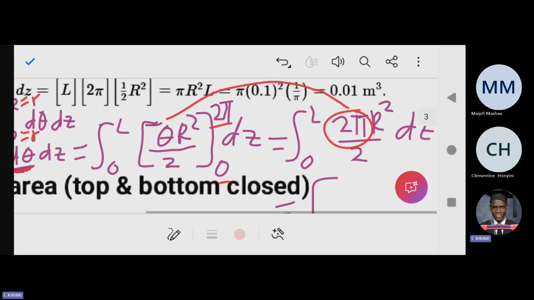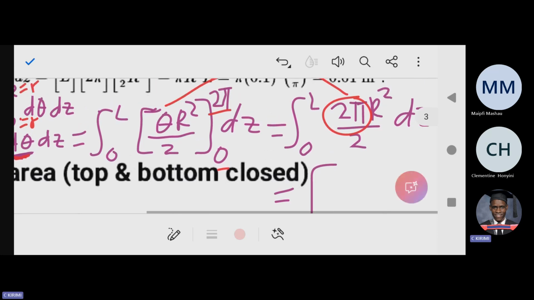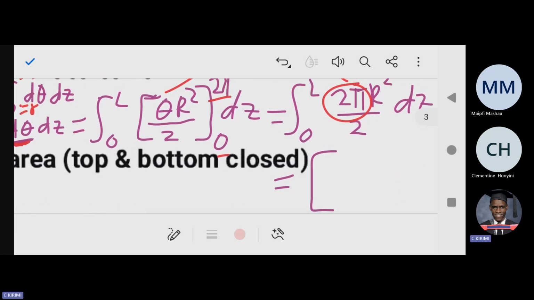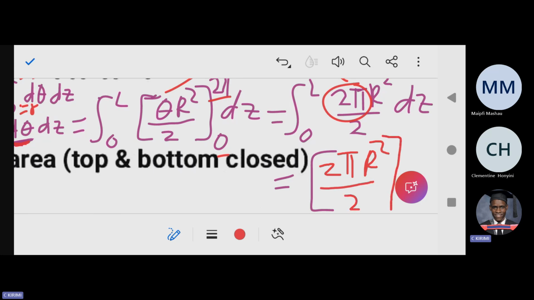You integrate again, this time with respect to z, so that I remove the integral. Then the answer there is z pi r squared over 2. That is with respect to what? To z. Then the limits come there. Here there's L, here there's 0. Where there's z, that's where you are putting what? L. So which means your answer is L.